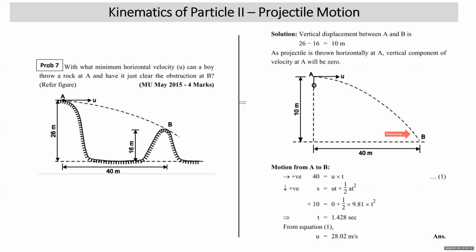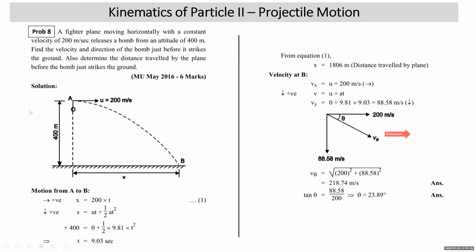Okay, let's move to the next sum. A fighter plane moving horizontally with a constant velocity of 200 meters per second releases a bomb from an altitude of 400 meters. Find the velocity and direction of the bomb just before it strikes the ground. Also determine the distance traveled by the plane before the bomb strikes the ground.